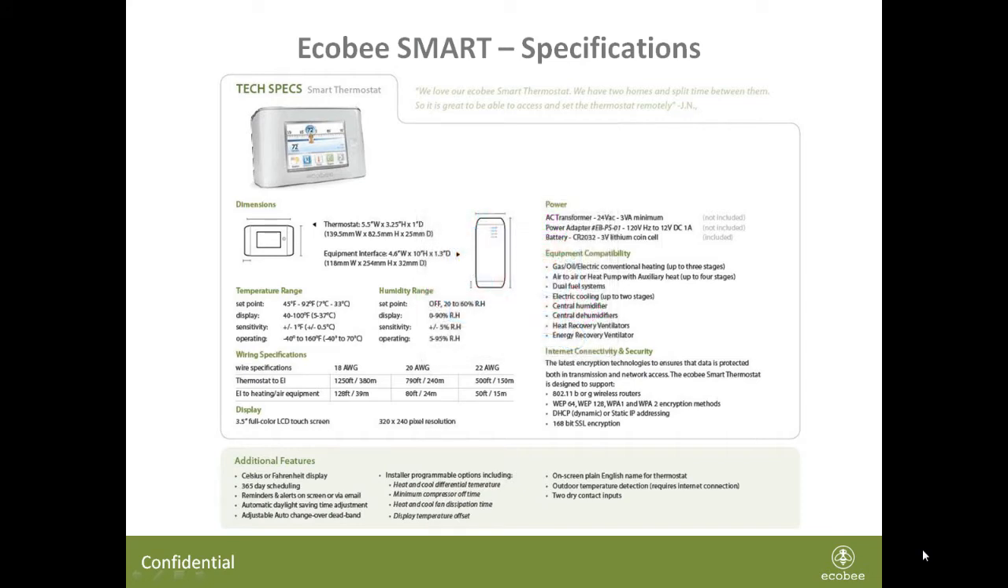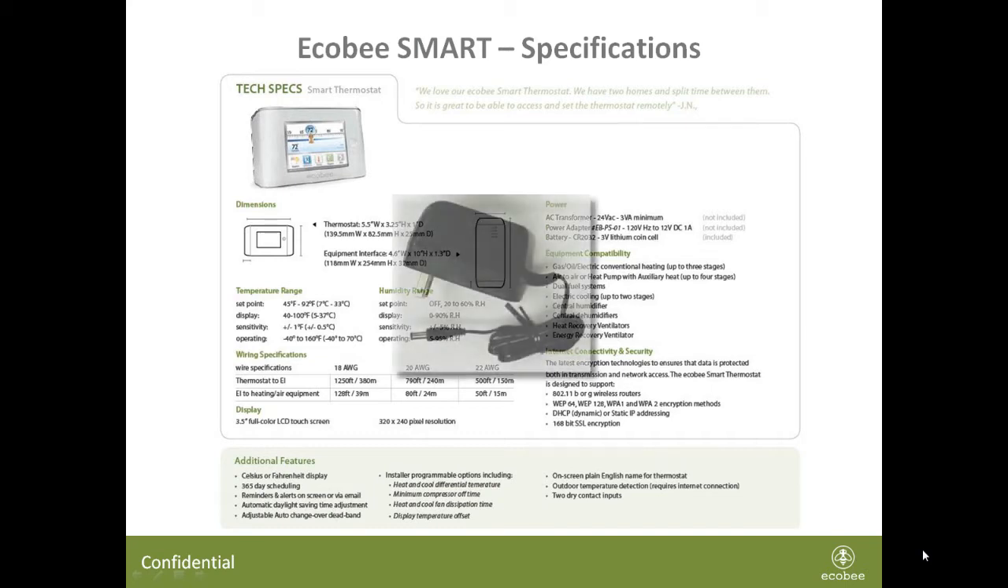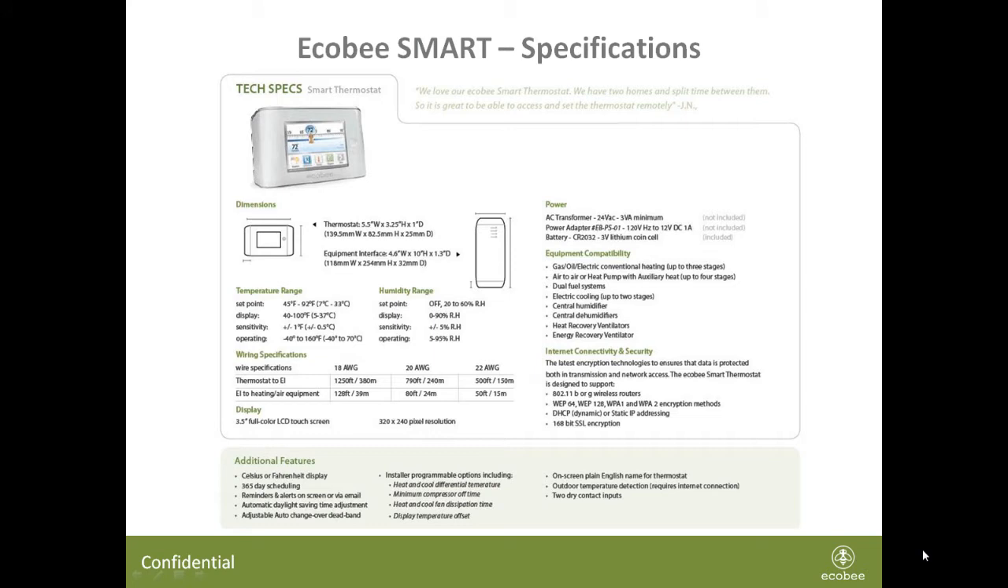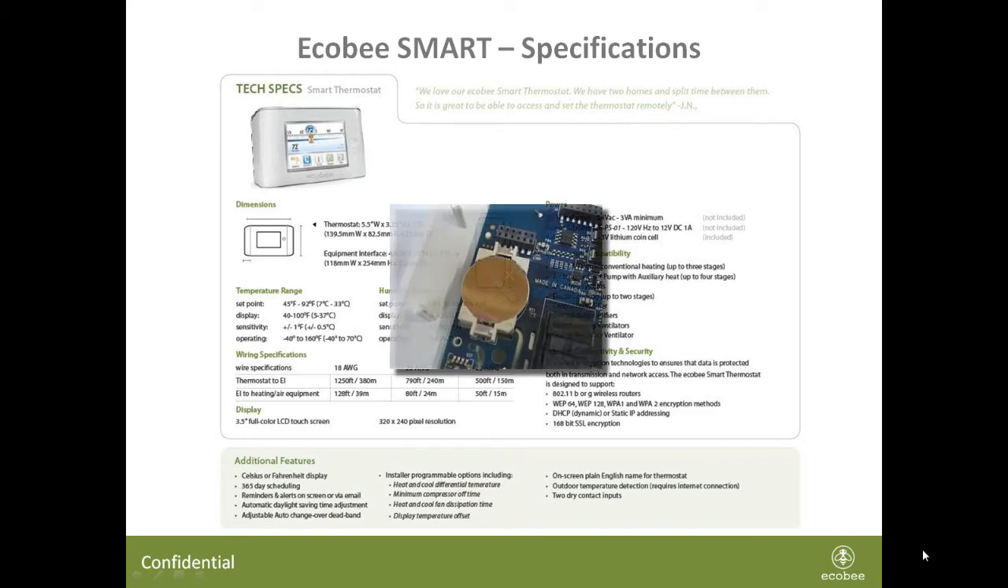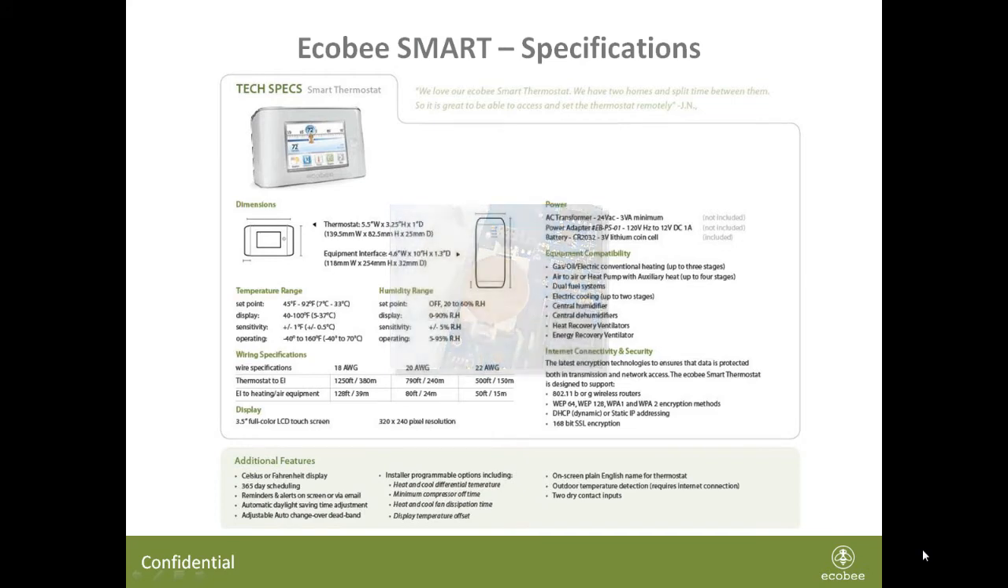The ecobee system can be powered with the optional 110 volt AC to 12 volt DC power adapter, or the preferred method is to connect directly to the HVAC 24 volt transformer. A CR2032 battery is used to maintain the real-time clock in the event of power outage. Otherwise, all other user settings, preferences, and programs are retained on the thermostat's 64 megs of flash RAM.